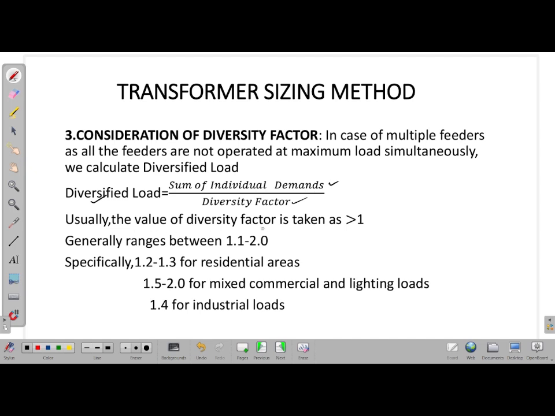Usually, the value of the diversity factor is taken as greater than 1. Generally, it ranges from 1.1 to 2.0, and specifically it is 1.2 to 1.3 for residential areas, 1.5 to 2.0 for mixed commercial and lighting loads, and 1.4 for industrial loads.